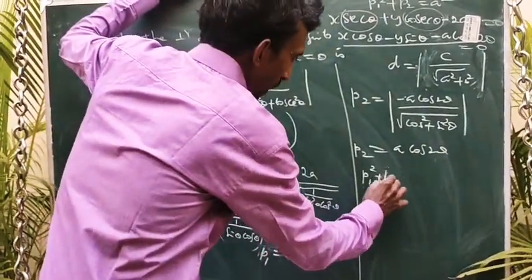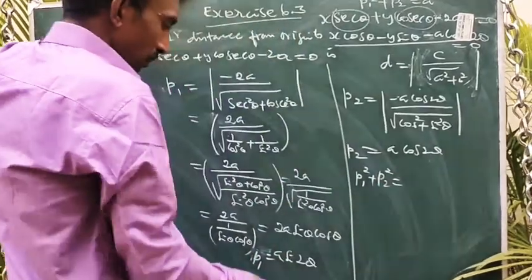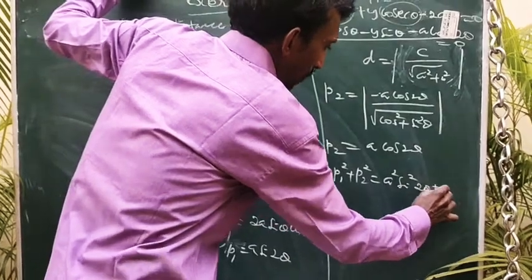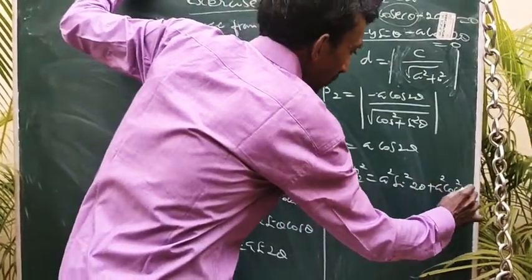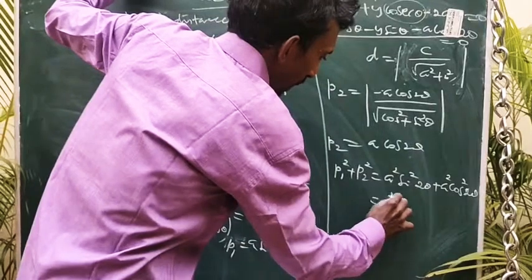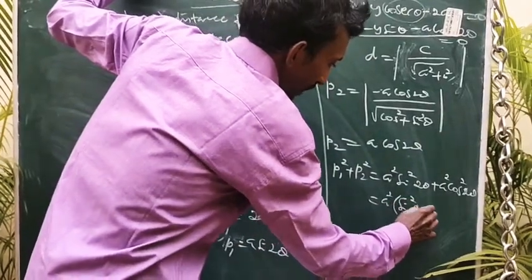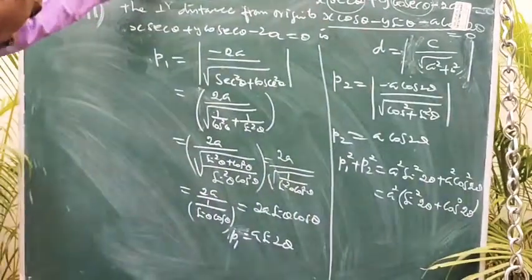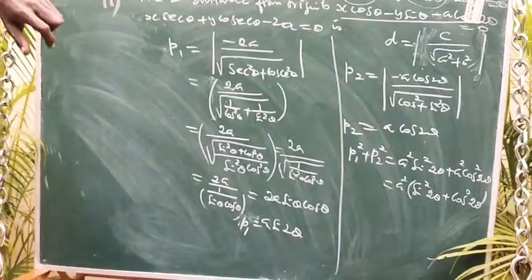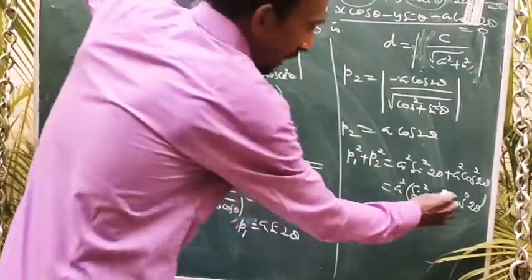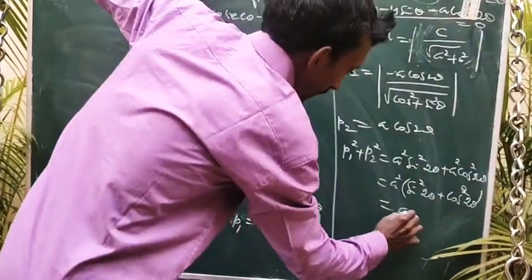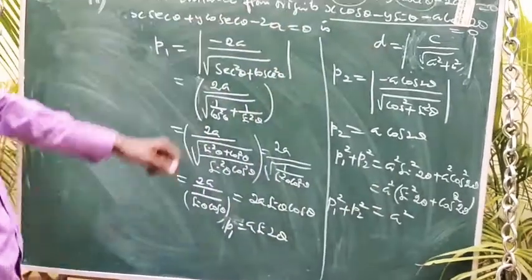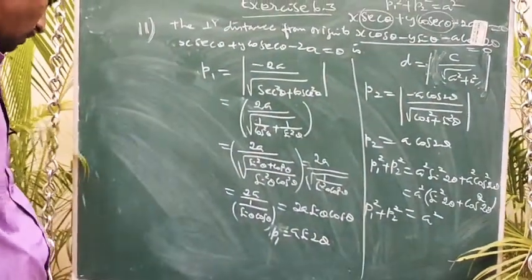So p1 square plus p2 square means we can take a square sin square 2 theta plus a square cos square 2 theta. Take a square outside: sin square 2 theta plus cos square 2 theta. So what is that? It becomes 1. Sin square plus cos square becomes 1. So it is equal to a square. So p1 square plus p2 square equal to a square. That is our aim.